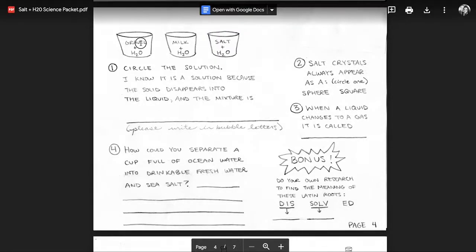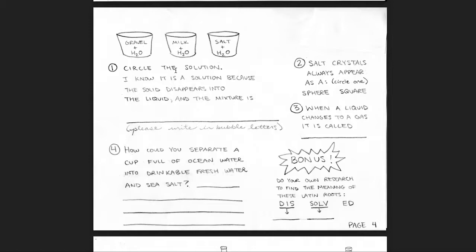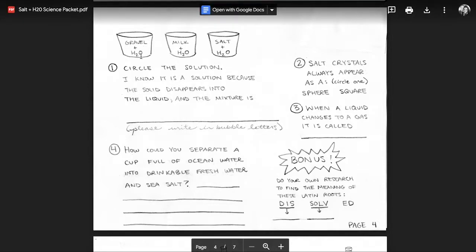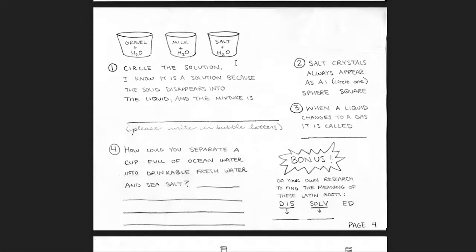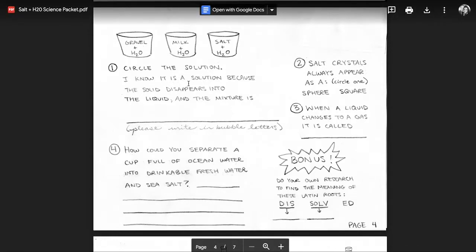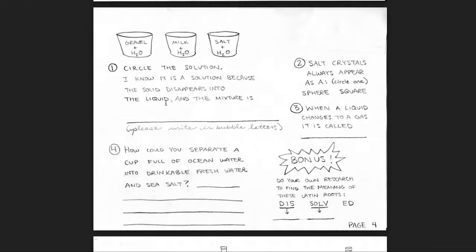All right, looking back here, which one of these do you think water could split apart to make a solution? Do you think it's gravel? Could water split rocks apart? Milk? Or salt? The answer is salt. Water is great at splitting salt molecules apart. I know it's a solution because the solid disappears into the liquid. It doesn't actually disappear, but it looks like it because those salt molecules are split into such tiny pieces that you can see through them, and it's almost like they aren't there.